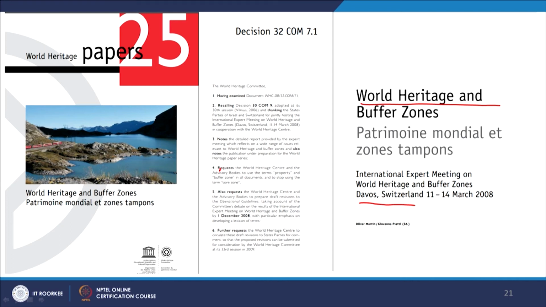Here you can see the request to the World Heritage Centre and advisory bodies to use the terms property and buffer zone in all documentation, and to stop using the term core zone. Which means there is a little confusion in that whole terminology. So UNESCO and all other agencies or World Heritage organizations are engaged and discussing how to use these terminologies to avoid confusion and jargon, and how to frame certain legal implications.